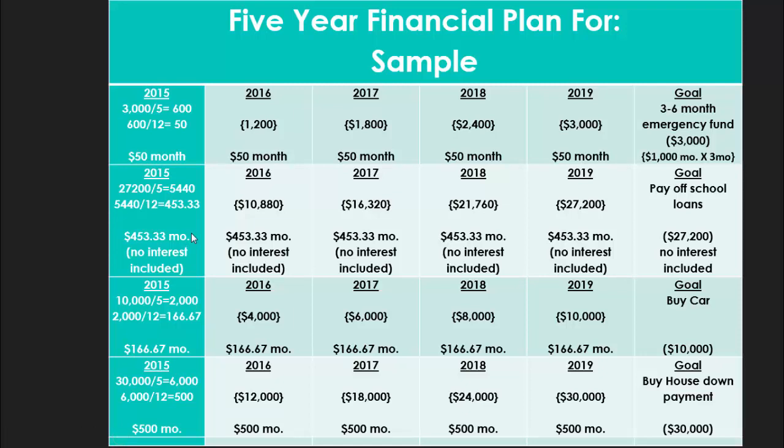It's really just working backwards. And as you work backwards, that number is going to get smaller, right? You see 27,200, and that turns into 21,760. That turns into $16,320. That turns into $10,880. And then so on and so forth until you reach your desired amount.